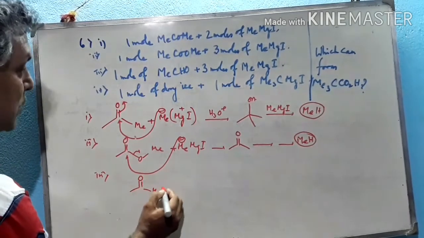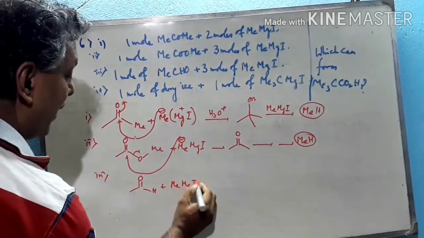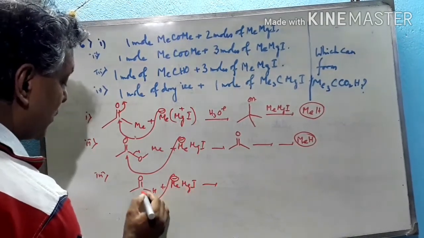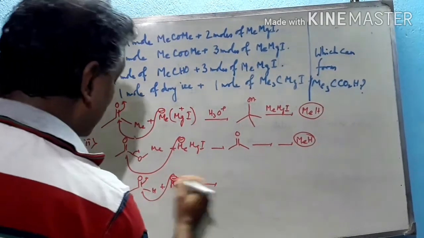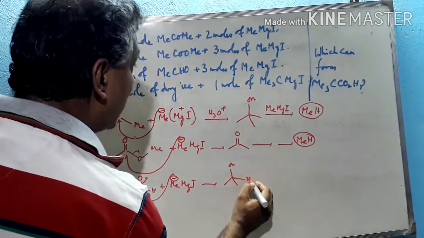In case of 3, acetaldehyde, when treated with MeMgI, methyl magnesium iodide, it first reacts with this and dissociates this linkage. In presence of water, it first forms OH, methyl, hydrogen.